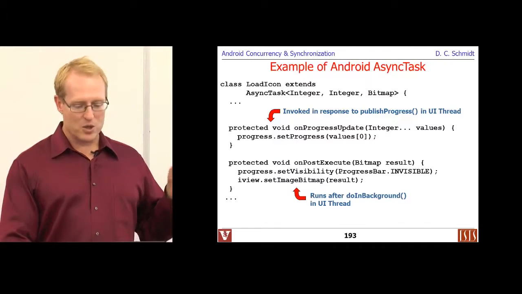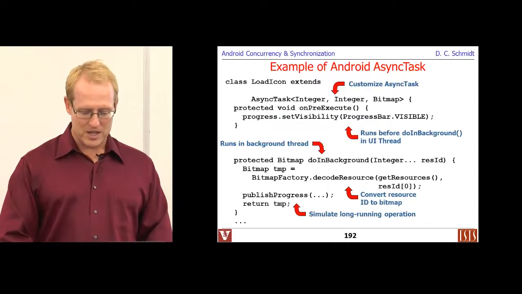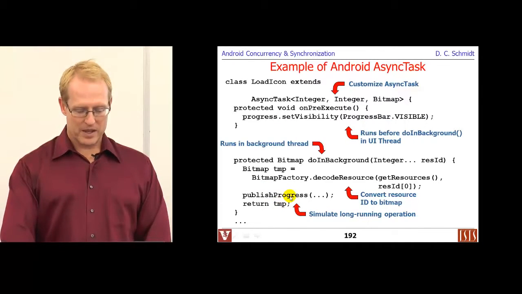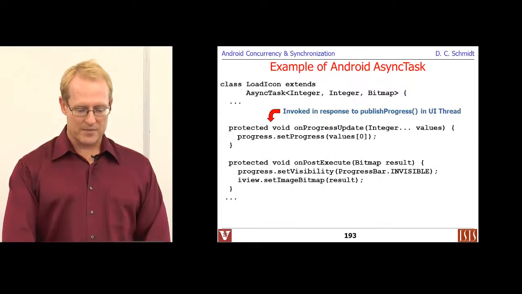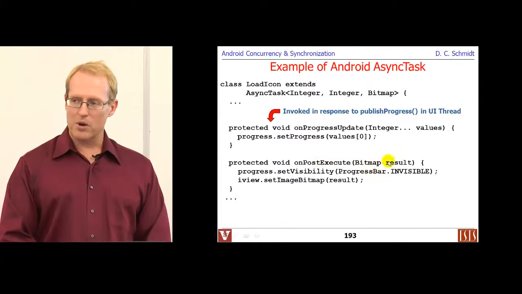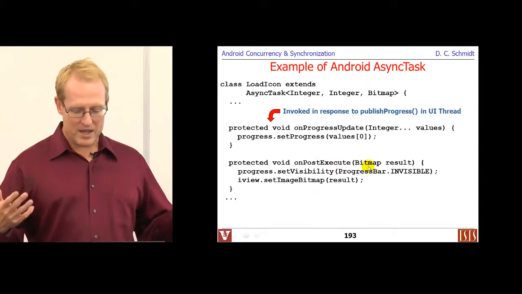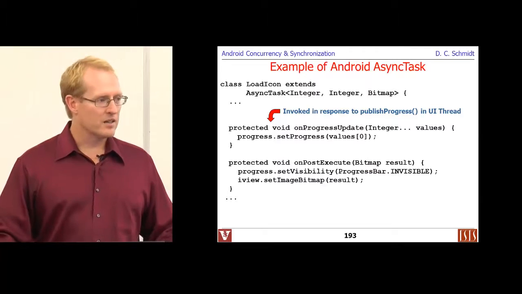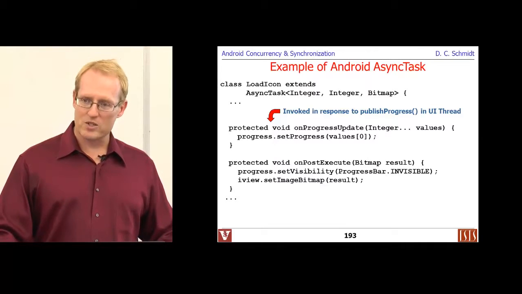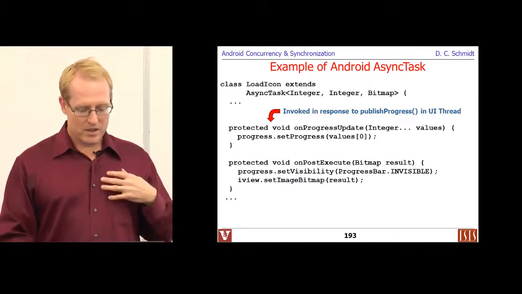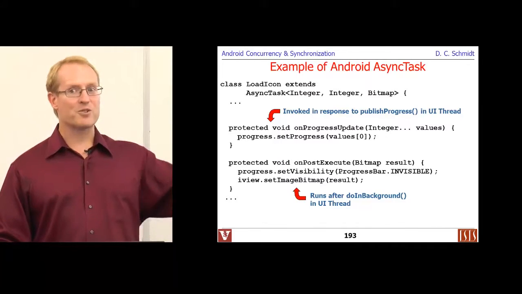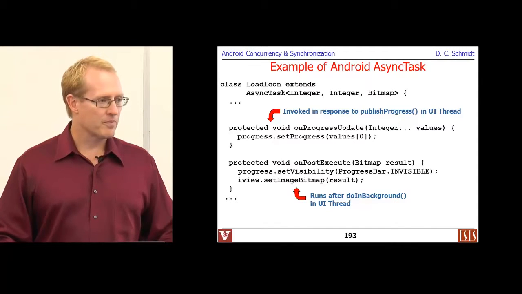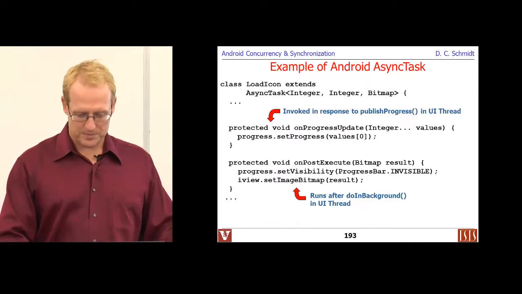And then after the doInBackground method returns, and as you can see, doInBackground returns the bitmap object that we had created when we decoded the resource ID, that gets passed into onPostExecute as the result. We make the progress bar invisible, and then we go ahead and set the bitmap to be the one we just decoded on the image view. onPostExecute runs after doInBackground is done, and that executes in the main UI thread. So that's basically how async task works.